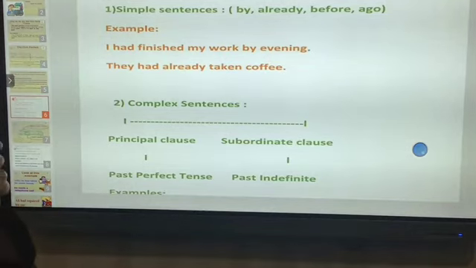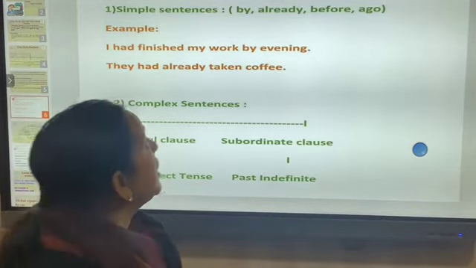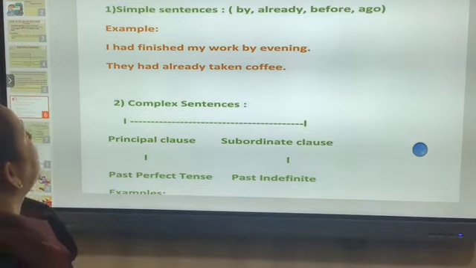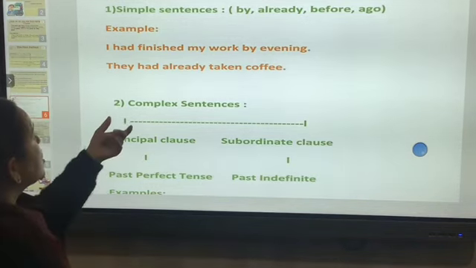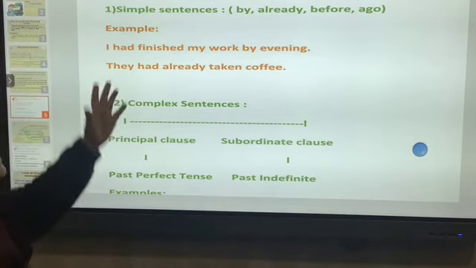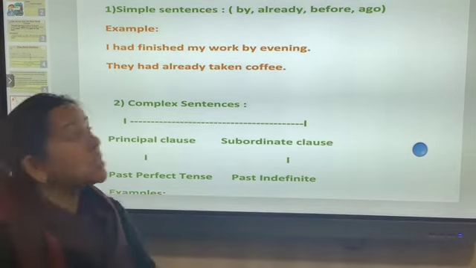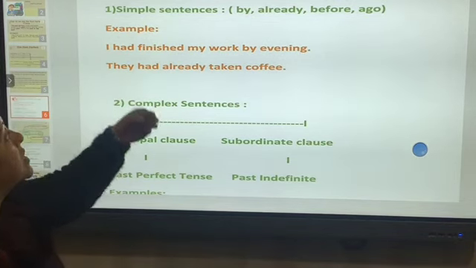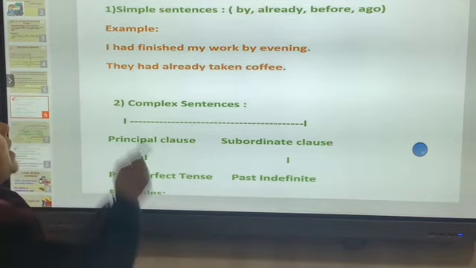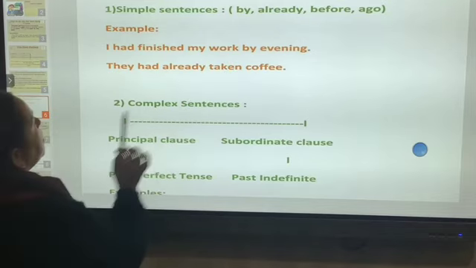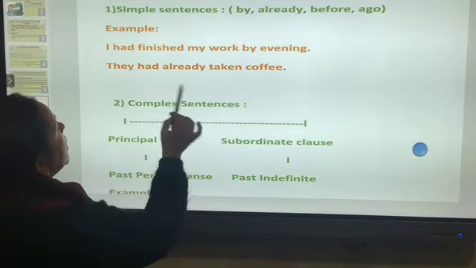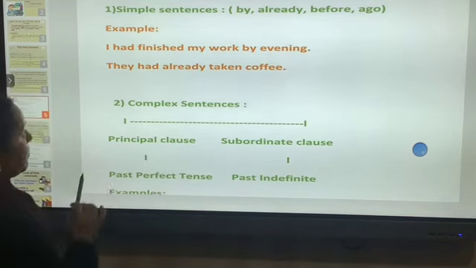By observing the above sentences, we conclude that this tense has two types of sentences: simple sentences and complex sentences. In simple sentences, we have only one action and we write simple sentences like this. I had finished my work by evening. They had already taken coffee. Here is only one action.